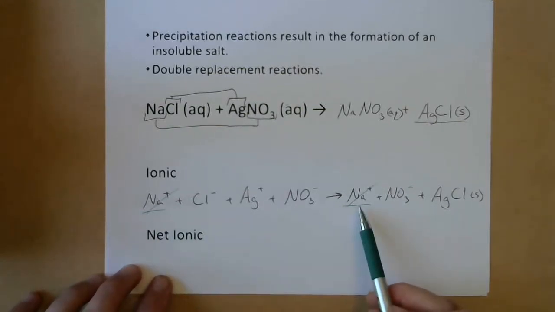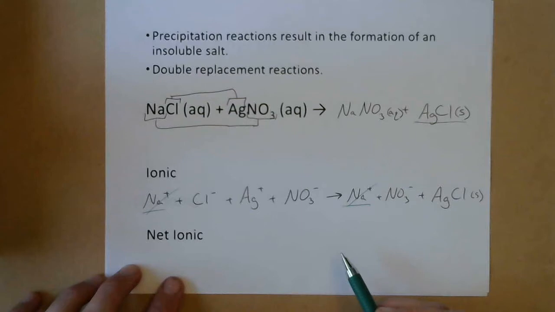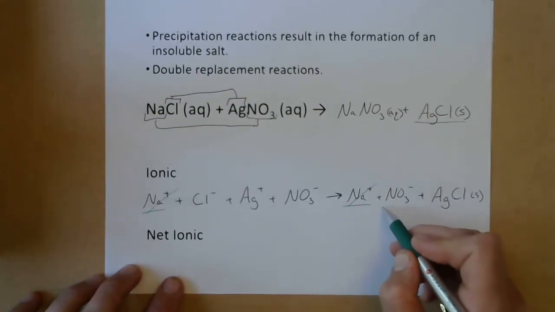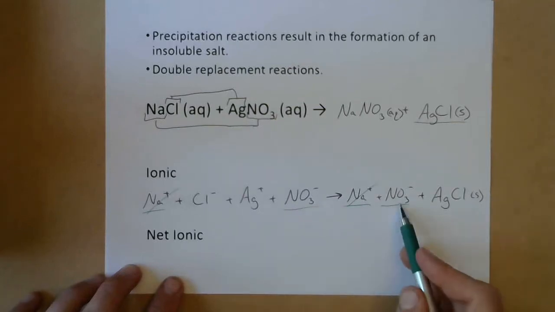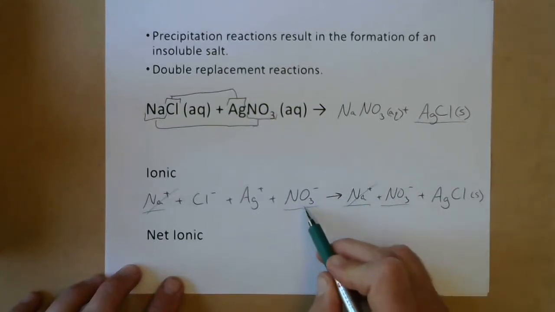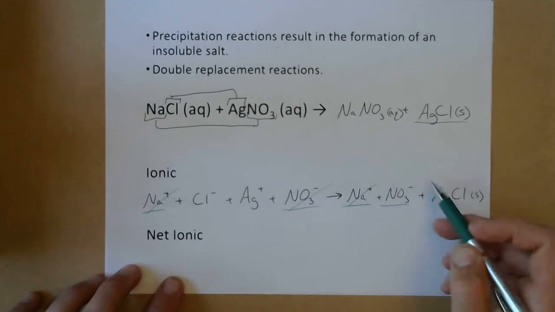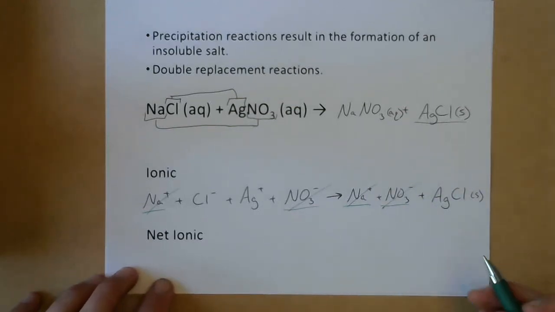A spectator ion is one that doesn't change, it just happens to be there, and it just kind of watches the reaction take place. The other spectator we have is the nitrate. So we have nitrate ions present on both sides. They didn't change. There were ions here and ions here, so they didn't change. So we can cancel those out. And when we do this, we get something called the net ionic equation.